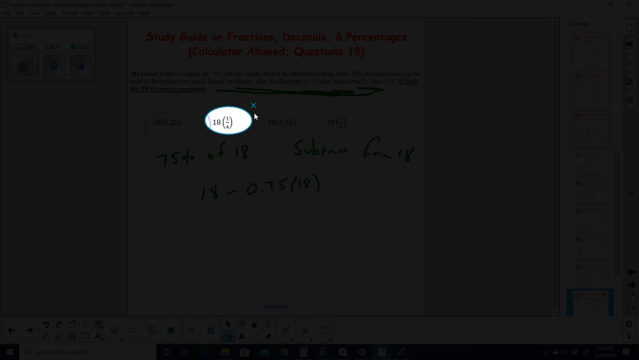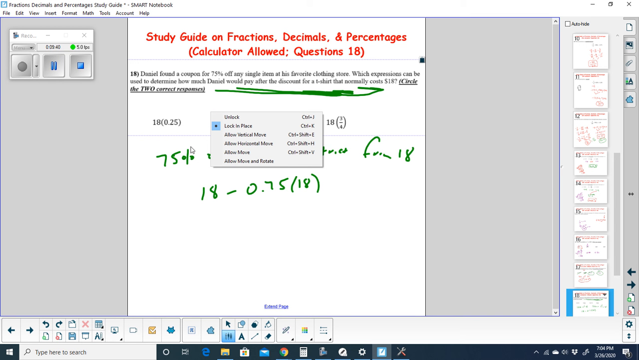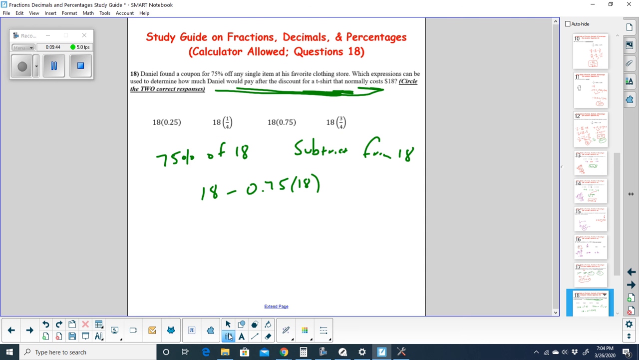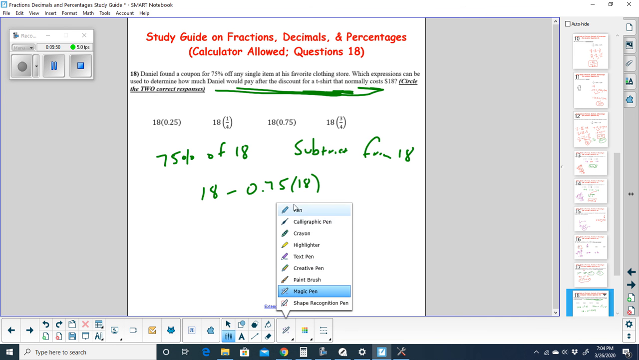Oh, magic pen again? I didn't want to use the magic pen. Sorry about that, guys. Oh, this. Let's go to a regular pen. I'm sorry.